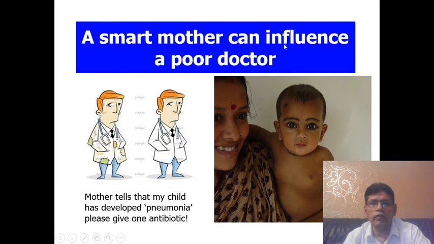A smart mother can influence a poor doctor. If a mother tells, for a child coming with respiratory distress, doctor, my child has developed pneumonia, please give an injection. If the doctor is poor in knowledge, then he will give the injection ceftriaxone to the child. But a smart doctor will counsel the mother boldly that this is bronchiolitis, you don't need antibiotic. Just go back home and come back if there are problems with severe distress, the child can't take food, or the child becomes cyanosed.